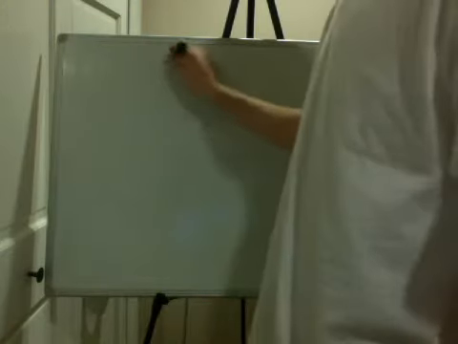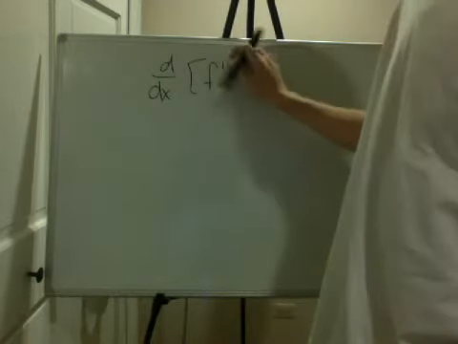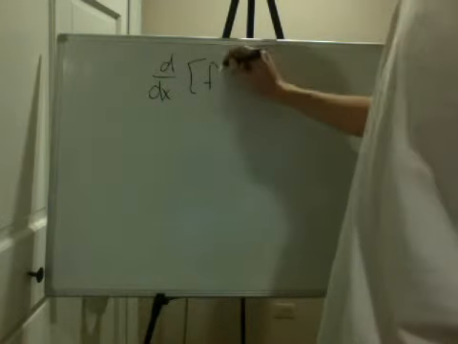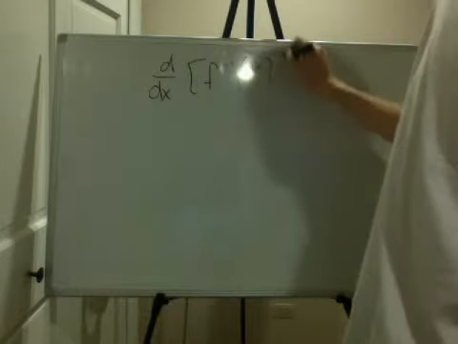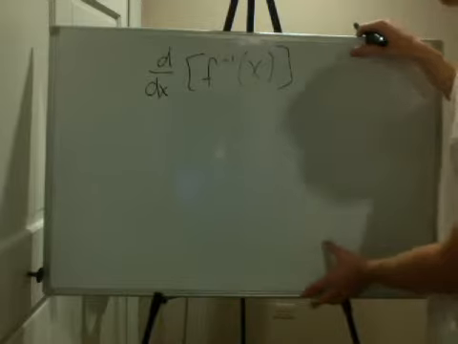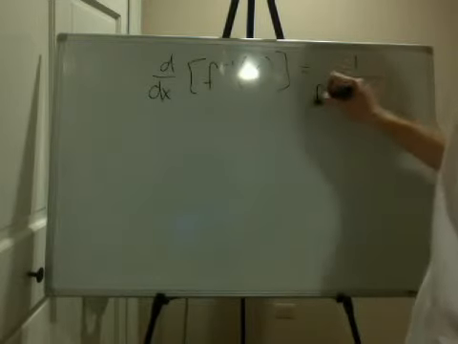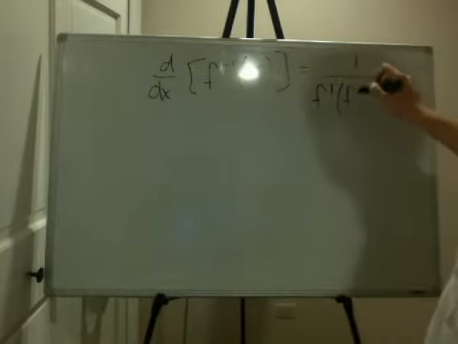And that is, if you're taking the derivative of the inverse of a function, so this would be like negative 1x, like that. And the formula for this is simply 1 over f prime of whatever that inverse function is.